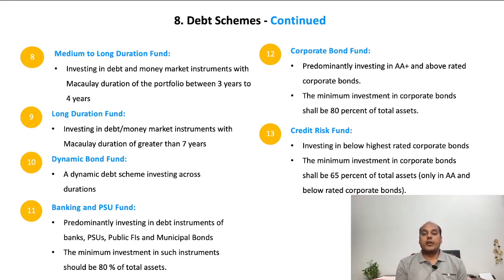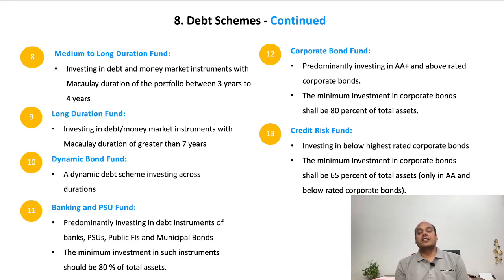Corporate bond fund. Corporate bonds are one of the safest funds because they are investing into AA plus and above rated corporate bonds. The minimum investment in corporate bonds shall be 80% of total assets. Okay, it cannot be less than that.